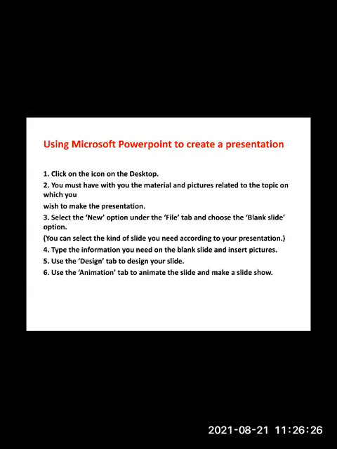Then the sixth point is use the animation tab to animate the slide and make a slideshow. So the animation tab is given on the top. So you can select that. When you select that, you can animate the slide. So the slide will automatically start, open and close. In that way, one by one, the slides will keep on moving. So it looks like a slideshow.